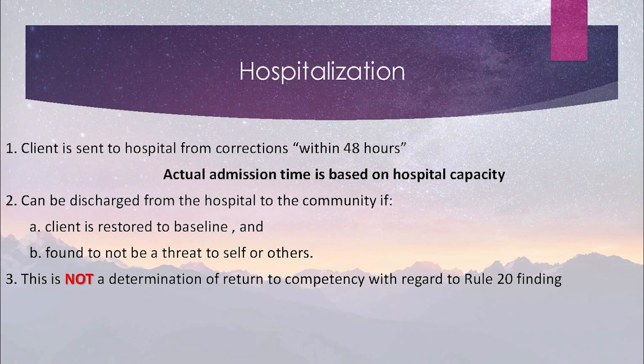This is not a determination of return to competency with regard to the Rule 20 finding. This is a separate finding based on different mental health criteria. Can the person be safe in the community? This has nothing to do with an incompetent to stand trial finding with regard to those specific trials at that specific moment in criminal court. They're two very different things.